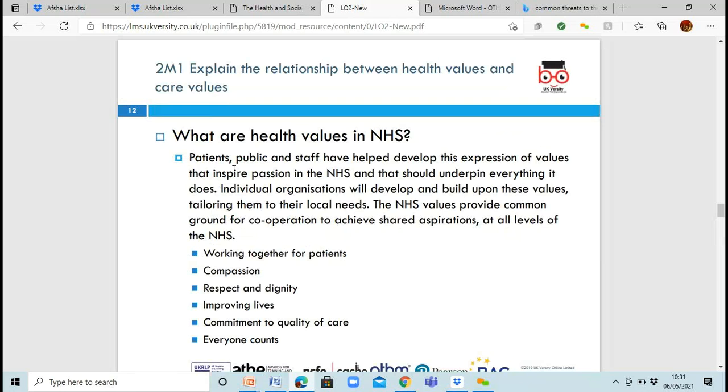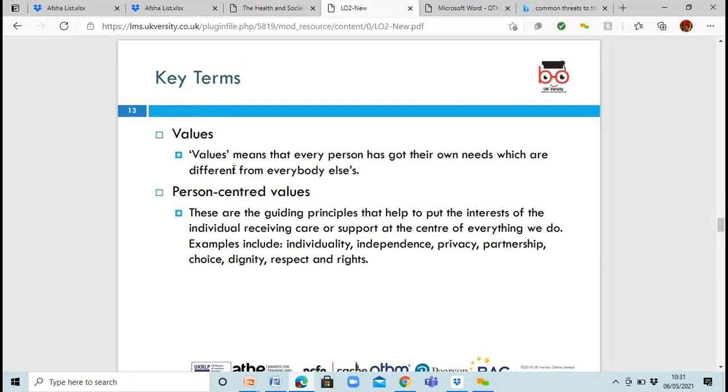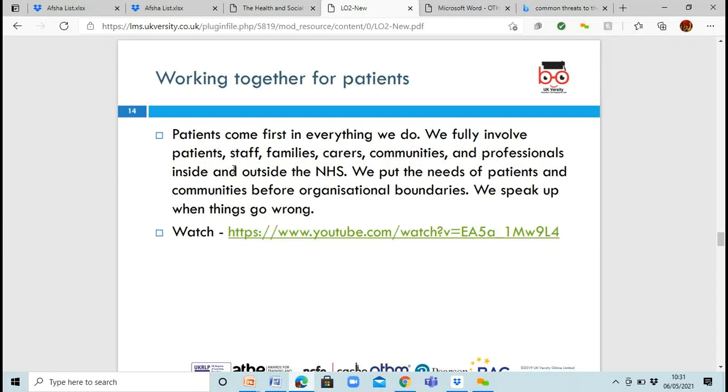So you have health values in this slide here, and then you've got care values here. They're quite similar, to be honest.